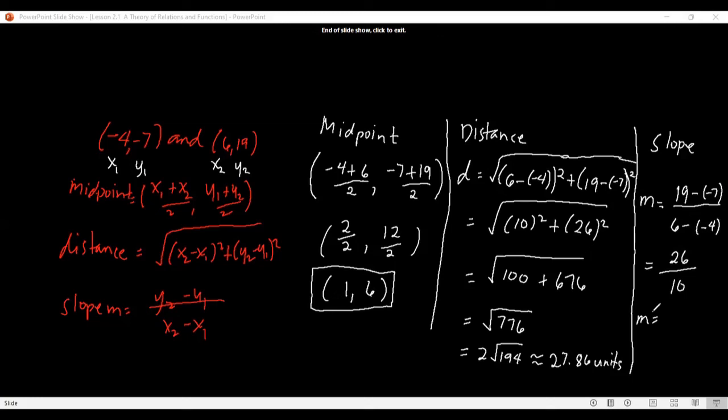Pwede mo siyang i-lowest term. 13 over 5. Diba? Pwede siyang 13 over 5, or approximate 2.6. And that's it.